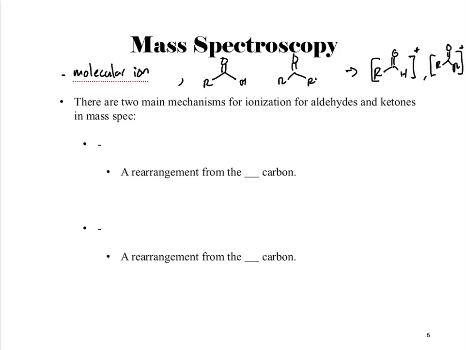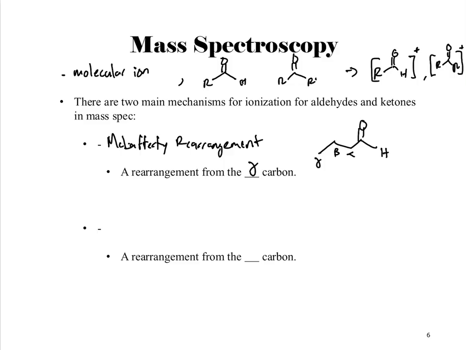The other two that you're most likely going to see are due to specific rearrangements that occur from ionization of the molecule. The first one is called a McLafferty rearrangement, which you guys have probably seen in a previous organic chemistry course. And this is a rearrangement on the gamma carbon in a ketone. So if we're looking at an aldehyde or a ketone, this is the alpha carbon, this is the beta carbon, and this is the gamma carbon, right? So this would be the rearrangement on the gamma carbon.